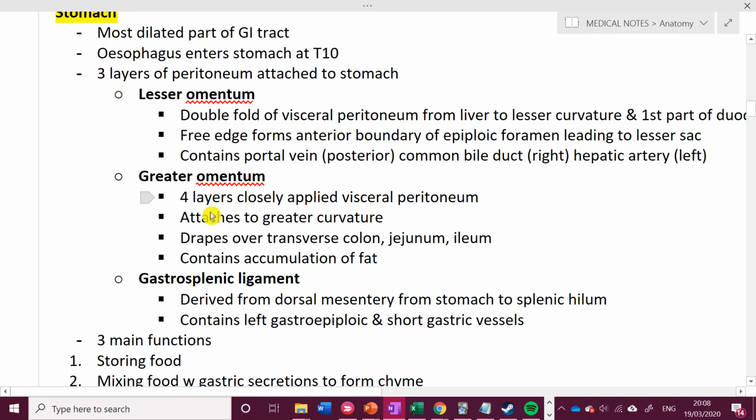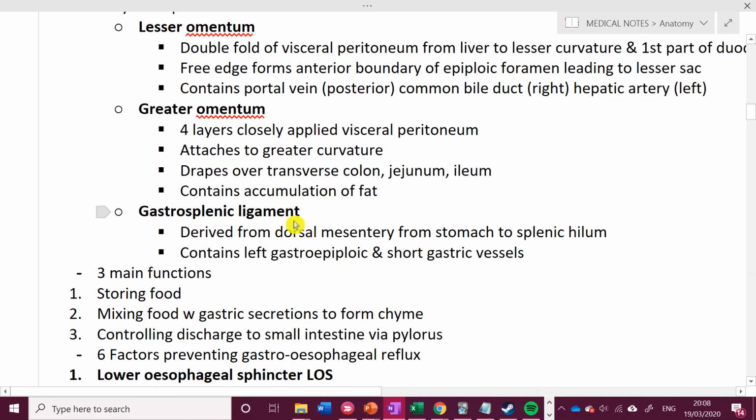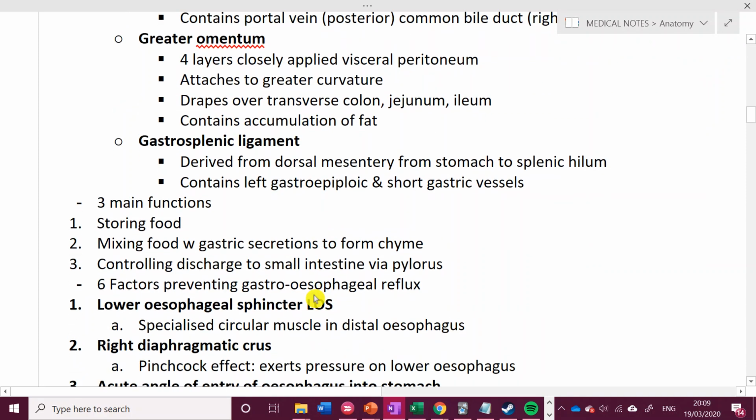The greater omentum is 4 layers of closely applied visceral peritoneum. It attaches to the greater curvature of the stomach, as we've seen, and it drapes over the transverse colon, the jejunum, and the ileum. So it's just like an apron of fat over the intestines. It contains an accumulation of fat, and the gastrosplenic ligament is derived from the dorsal mesentery from the stomach to the splenic hilum. It contains the left gastroepiploic and the short gastric vessels.